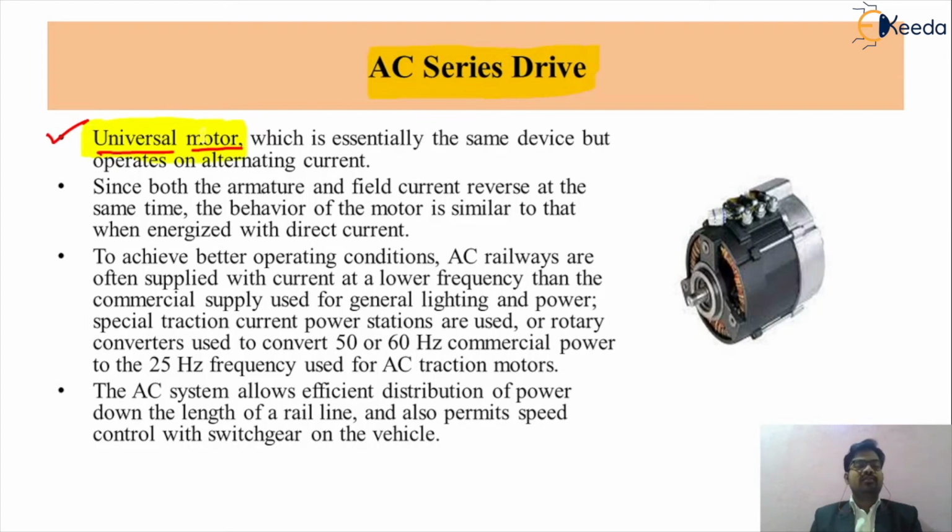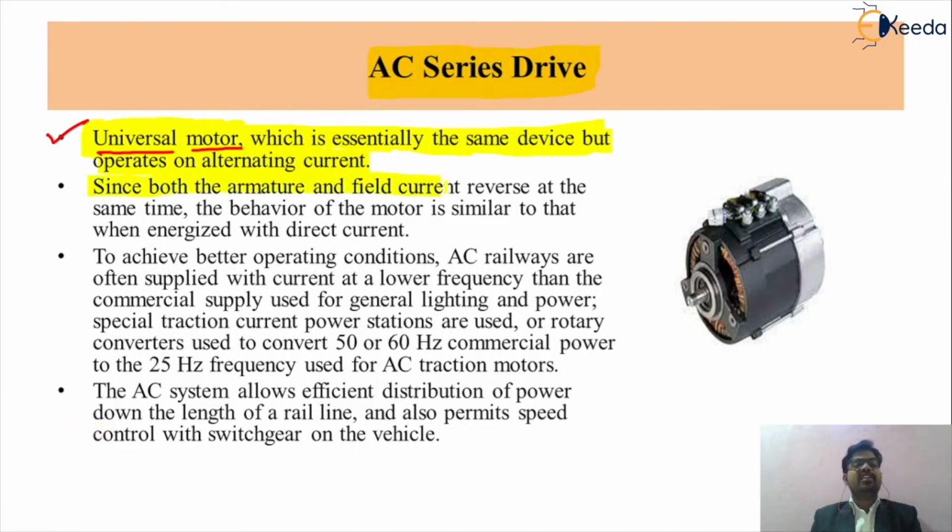So this motor will be called universal, which is essentially the same device but operates on alternating current. What is the difference, or why are we using the AC series motor instead of the DC series motor? Because the DC series and AC series motor remain the same, but the supply available for the AC series motor is AC. So that's why it is called an AC series drive. What are the different properties of that particular AC drive? We can understand.